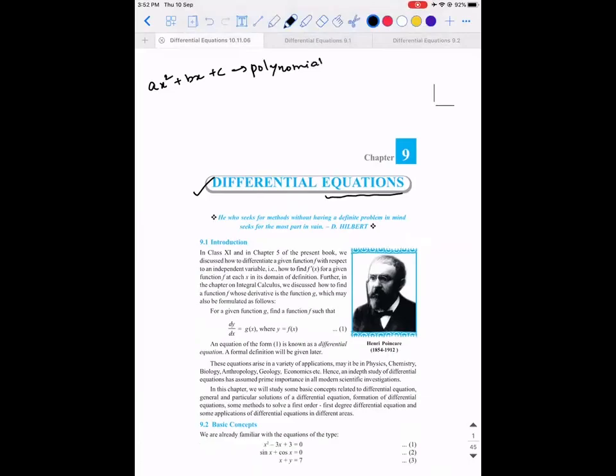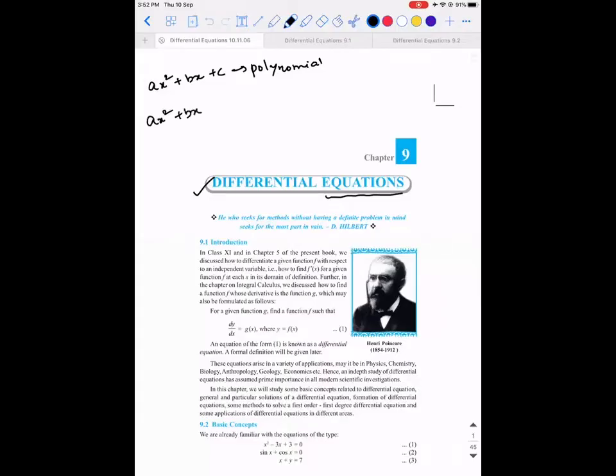Right. When can this polynomial become a quadratic equation? When it is equated to something, when it is equated to 0. So the general form is ax square plus bx plus c equal to 0. If there is an equal to symbol, yes, it becomes an equation, right? Then we call it quadratic. So here you would have called it a quadratic polynomial. Here we call it a quadratic equation.